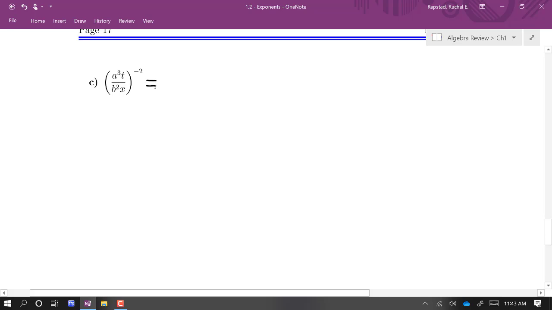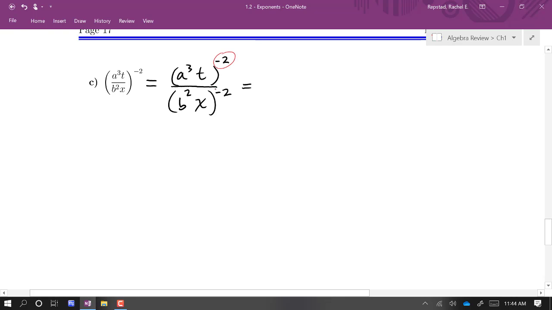Okay. Our last example, we have this fraction, a whole fraction raised to a -2 power. So I'm going to do a couple of things here. To start, I'm going to think of this just as a fraction to a power, so I'm going to distribute that -2 exponent to the top and to the bottom. So a cubed times t, b squared times x. Next, I know that if I have a negative power, now there's more than one correct order in which you could apply these properties. I'm going to just show you the way I'm thinking about it.